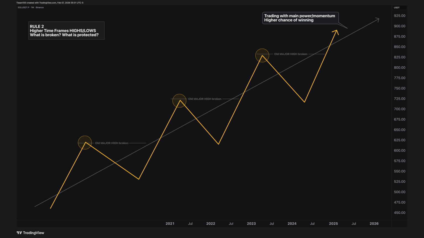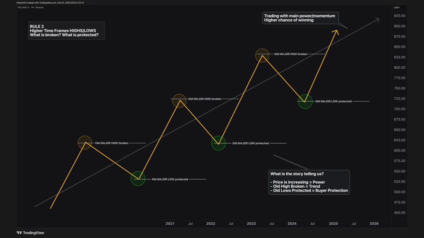One of the biggest things to focus on is the previous higher time frame high points. If those high points keep getting broken, it usually means the price flow is moving upwards. And if these major low points are being protected and not getting taken out, that already tells you a lot. At that point, you are starting to see the full story the market is giving you. So what exactly is that story telling us?